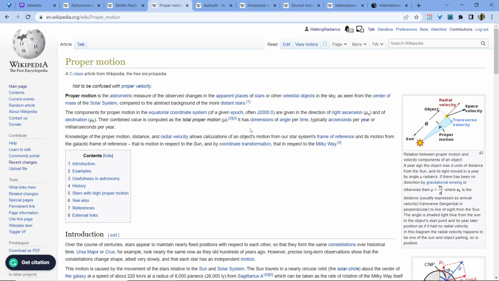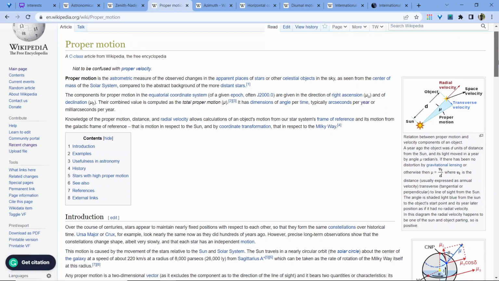It has dimensions of angle per time, typically arcseconds per year or milliarcseconds per year. Knowledge of the proper motion, distance, and radial velocity allows calculations of an object's motion from our star system's frame of reference and its motion from the galactic frame of reference, that is, motion in respect to the Sun, and by coordinate transformation, that is, in respect to the Milky Way.